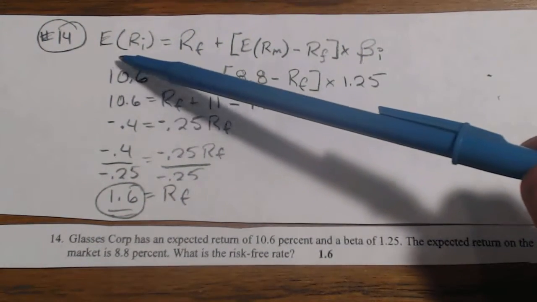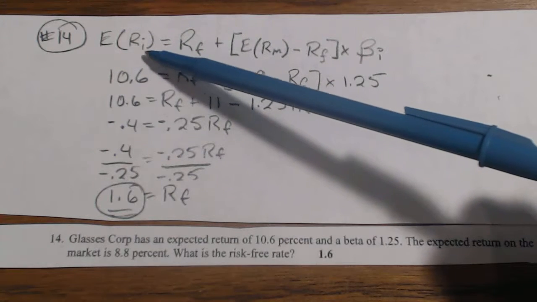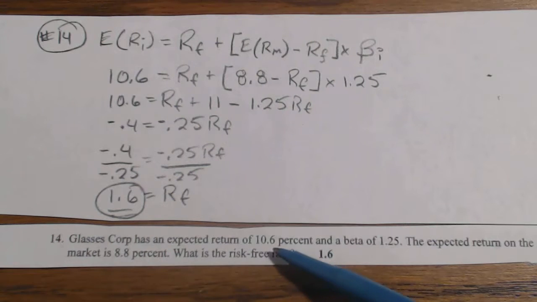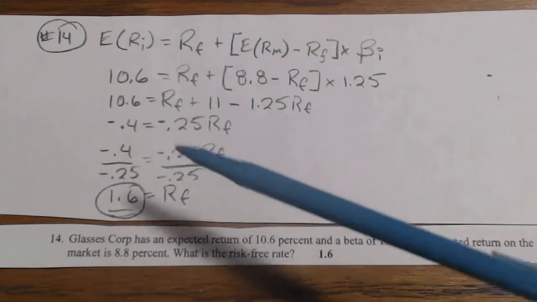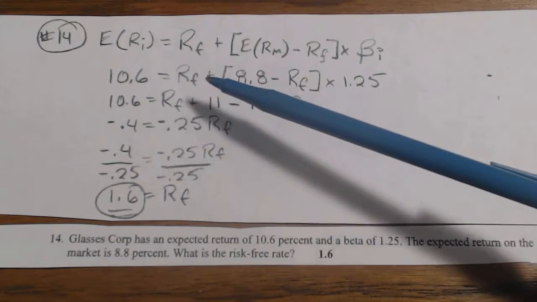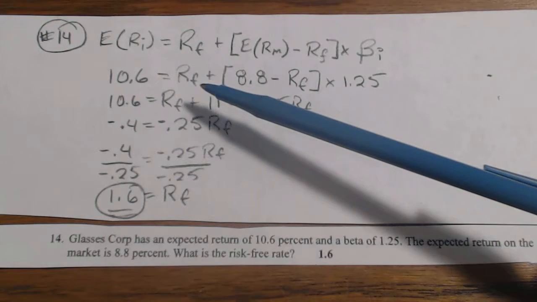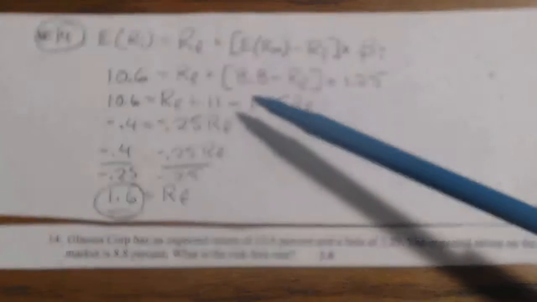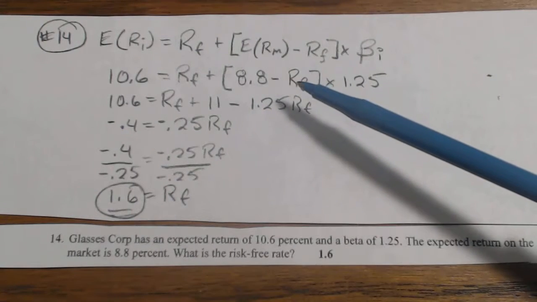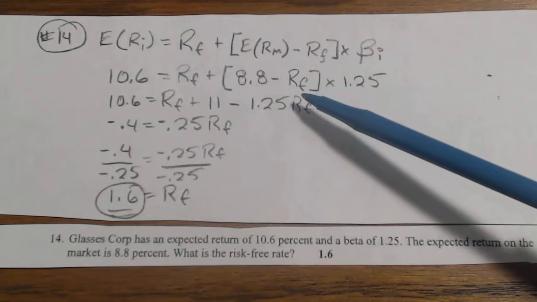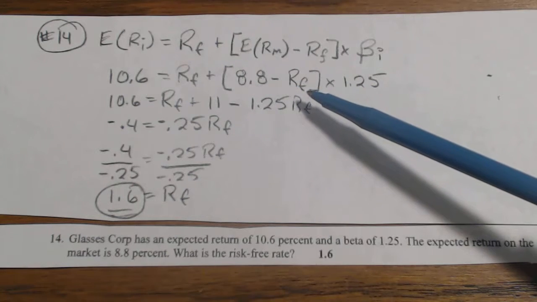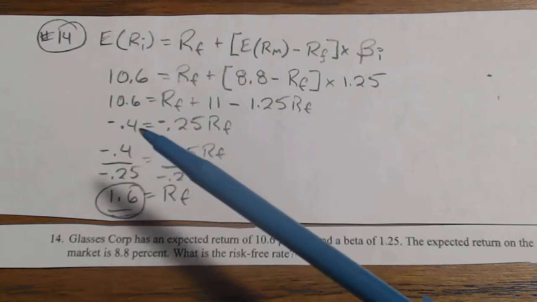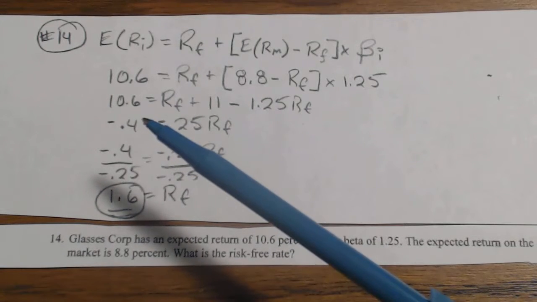E of I, remember, this is the expected return on an individual asset. So in this case, Glasses Corp has an expected return, so that asset is the stock, obviously. So that's 10.6. The risk-free rate is what you're solving for. They give you the expected return on the whole market is 8.8%. And again, the risk-free rate is what you're solving for, times the beta, which they tell you is 1.25. So just go through and do the math.